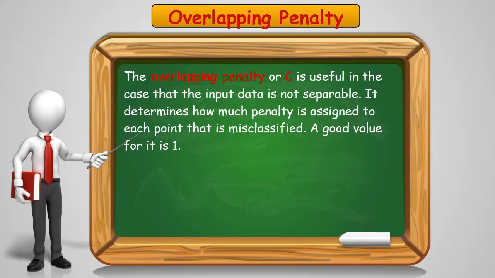Now, one of the parameters, regardless of which kernel you choose, that you're going to have to ask is the overlapping penalty, or C value. It's useful in cases where the input data is not separable. In other words, it determines how much of a penalty is assigned to each endpoint that is a misclassification, meaning after the hyperplane has been created, if there's data on the other side, like with our red marble, blue marble example, if there is a blue marble on the red side, how do we want to handle that?